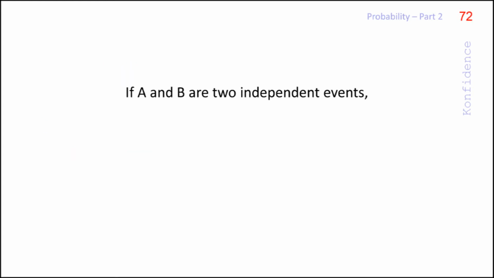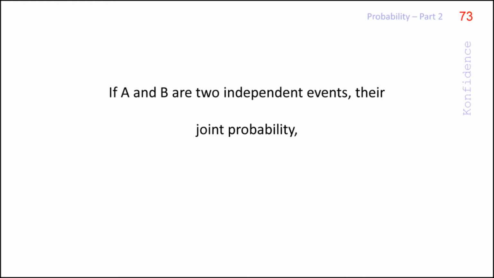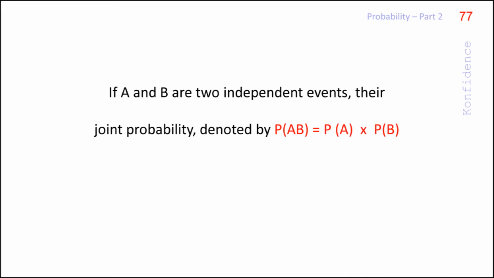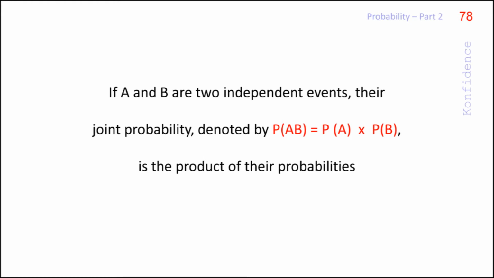If A and B are two independent events, then the probability of these two events occurring at the same time is the product of their unconditional probabilities. Mathematically, we denote it as probability of AB equals probability of A multiplied by probability of B. This probability, P of AB, which is the probability that the events A and B occur together, is known as the joint probability of the two events A and B.